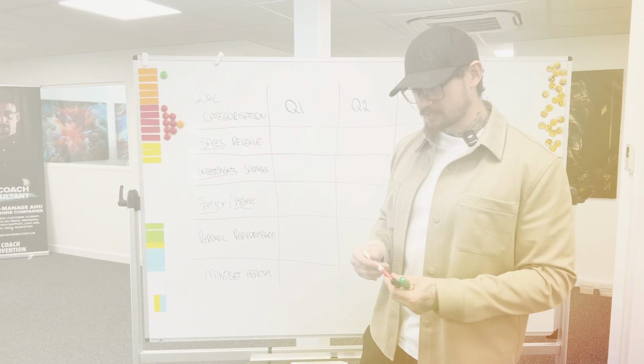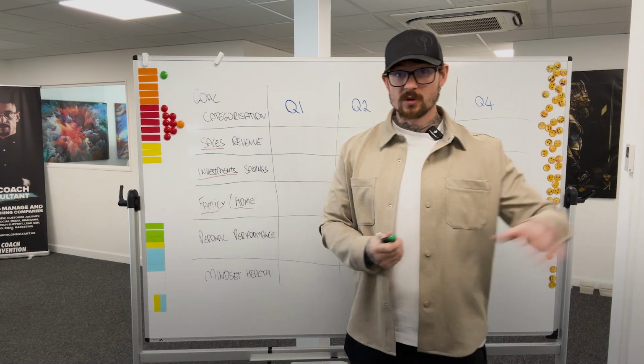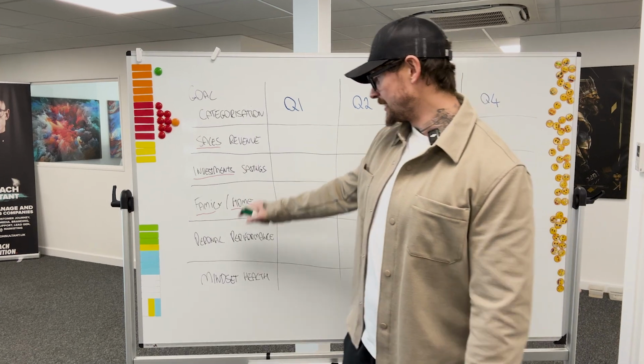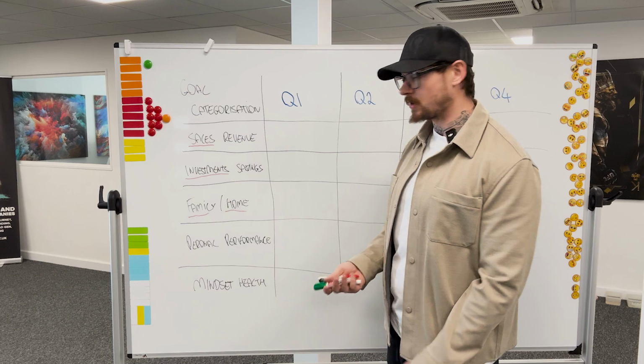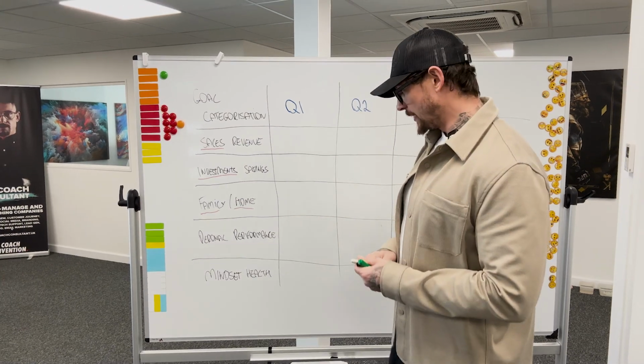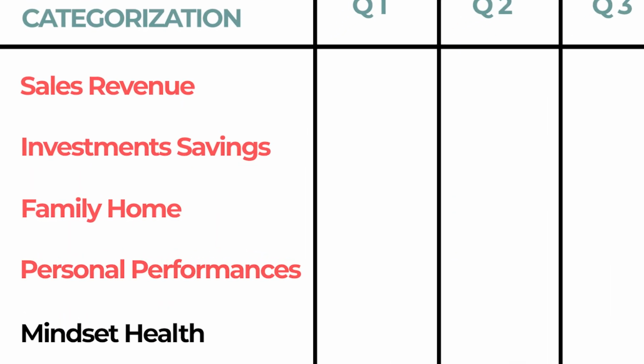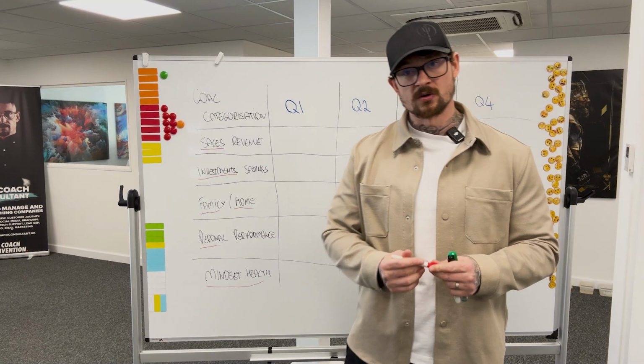So this could be associated with going on holiday. That's what it was for me last year. For me this year, it's about us looking to actually buy our forever home. So that's a massive, massive goal for me. So I've put family and home down. Then we're looking at personal performance, and then we are looking at actual mindset and kind of mental health, because I think that's also really important.